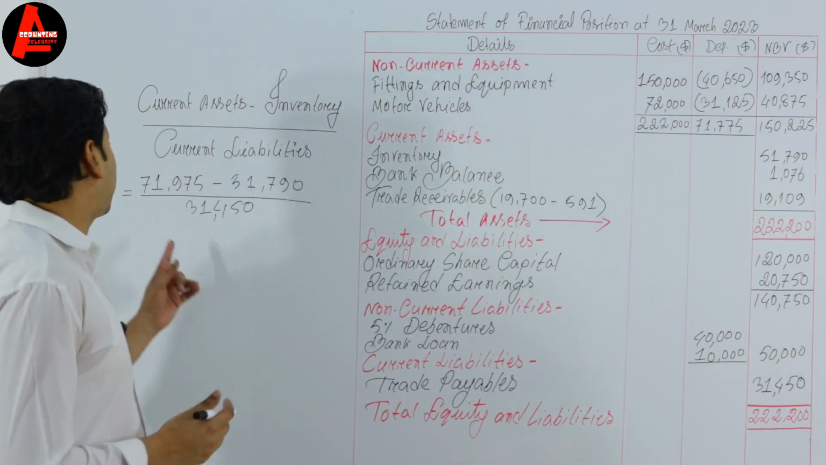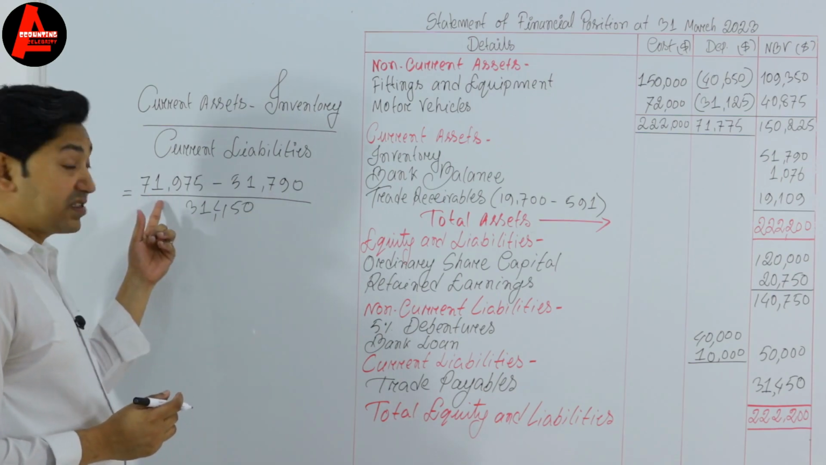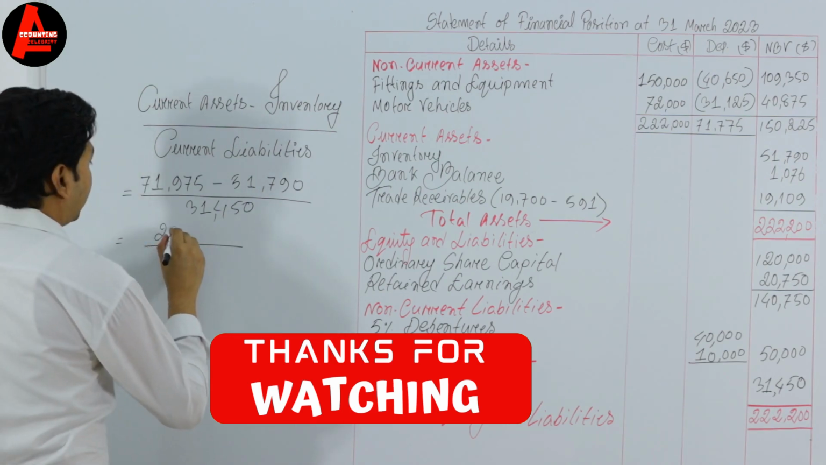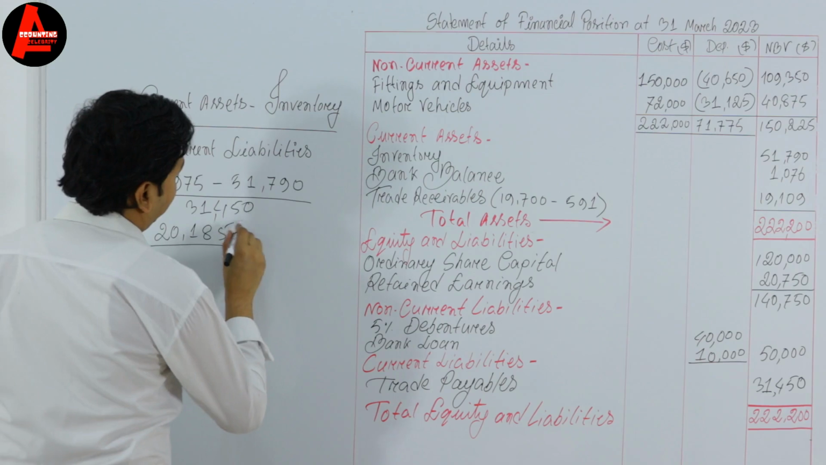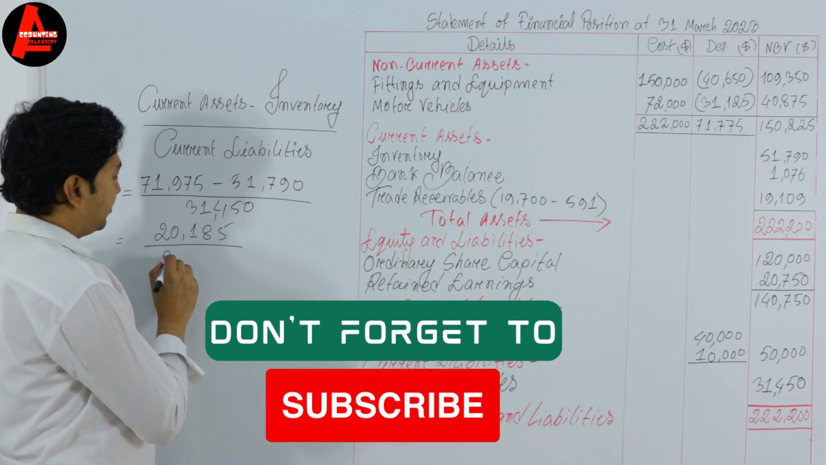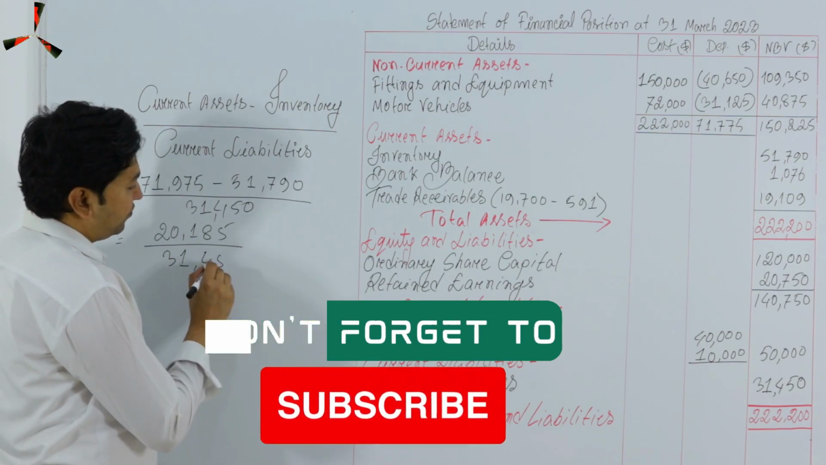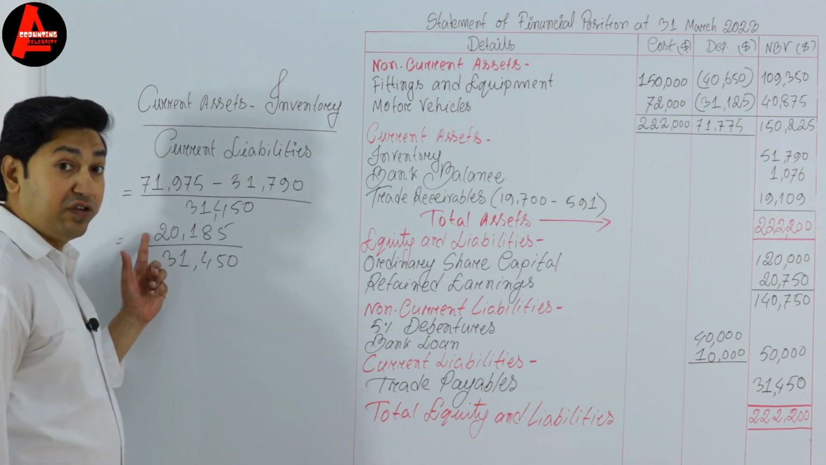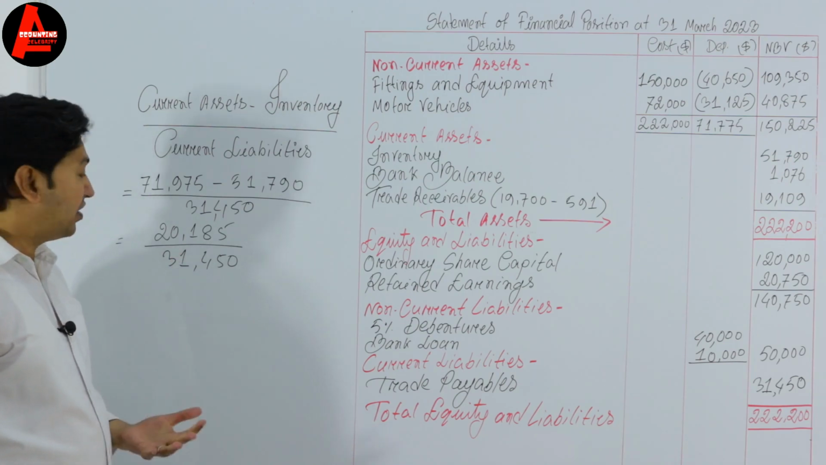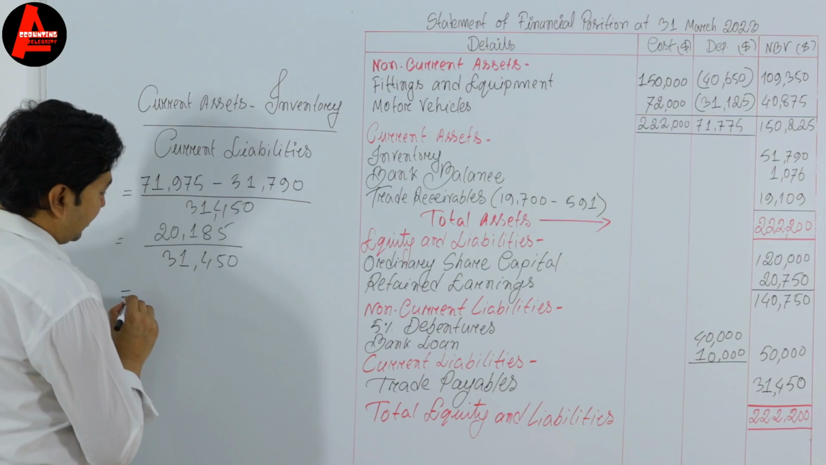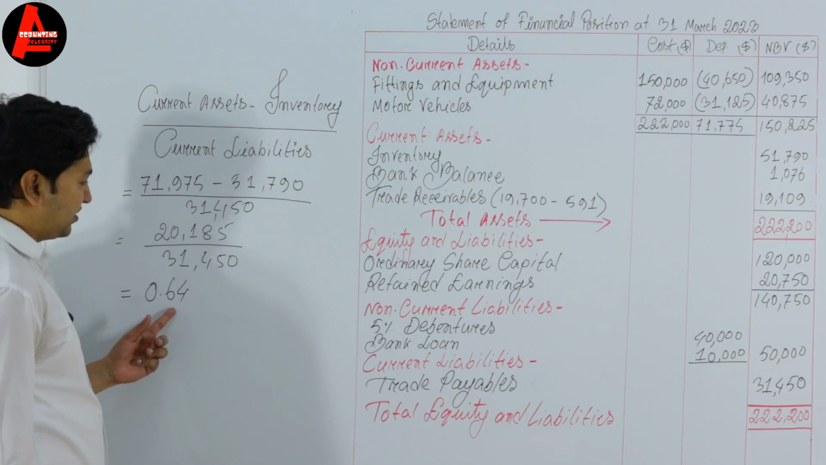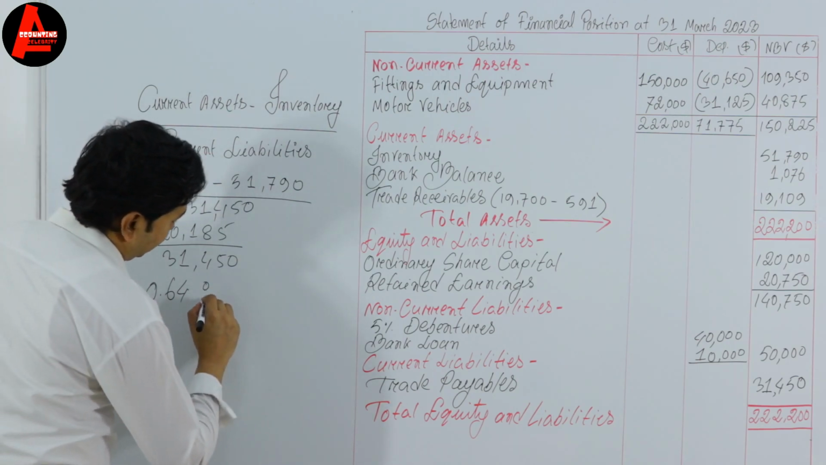Great. Now if we subtract $51,790 from this total current asset, we get $21,185. Our current asset is that, then current liability is $31,450. Now we will divide our current asset 21,185 by 31,450. So we get 0.64. We will take two decimal places, this is enough. It is 0.64 to 1.